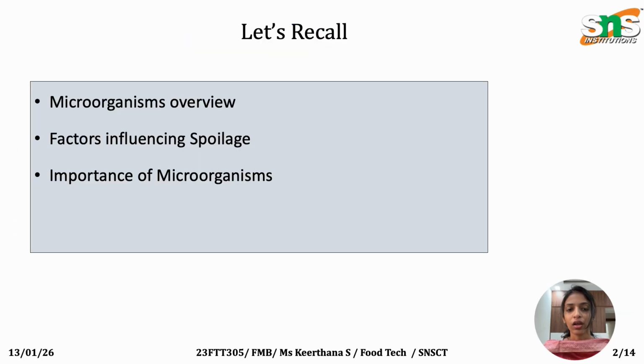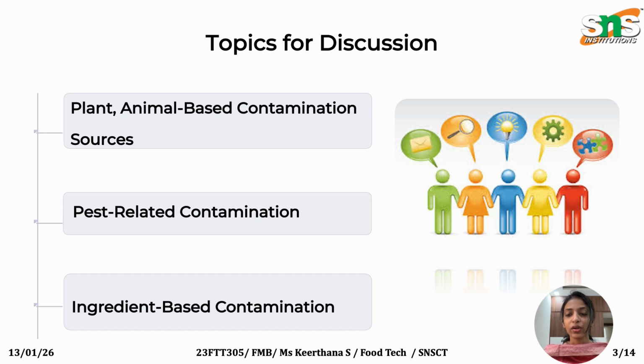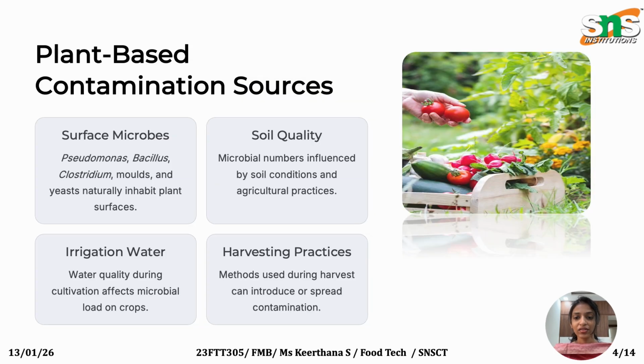So let's recall. In the last video, we discussed the overview of microorganisms, factors influencing spoilage, and also the importance of microorganisms with their harmful and beneficial roles. In today's video, we will be discussing plant and animal-based contamination sources, pest-related contamination, ingredient-based contamination, and a few other contamination topics.